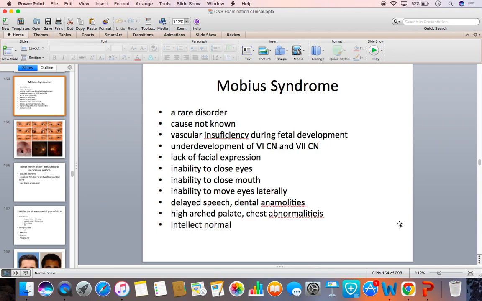and the sixth nerve nucleus. So, lack of facial expression, inability to close the eye, inability to close the mouth, inability to move the eye laterally, and delayed speech and dental anomalies associated with high arched palate and chest anomalies. But intellect is normal. These are the features of Mobius syndrome.